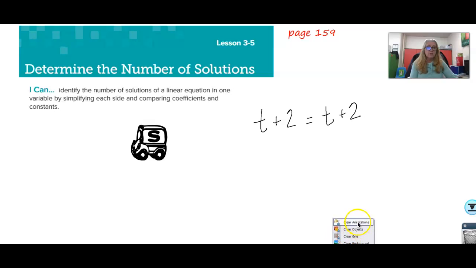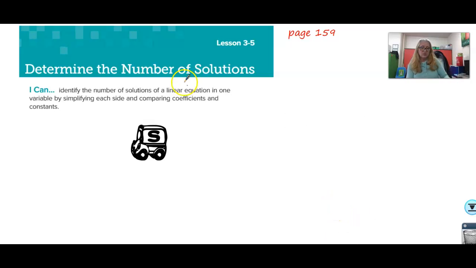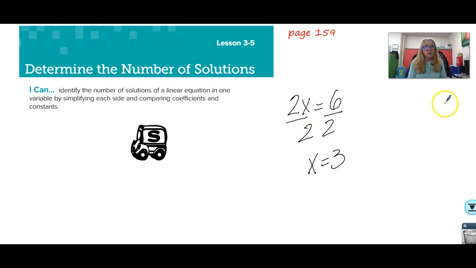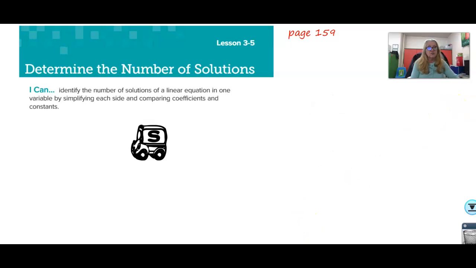And equations with one solution are what you're used to seeing. If you have 2x equals 6, you know that you divide both sides by 2 and you get x equals 3. That is a one solution equation, and those are the ones that you're mostly familiar with. This will be the first time that you're seeing ones that have infinite or no solutions. That's what this chapter is about.